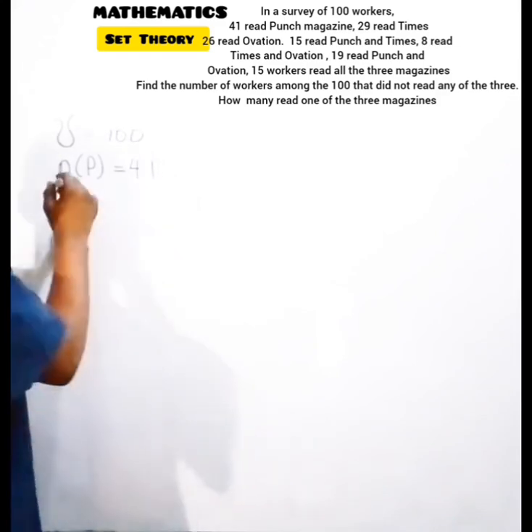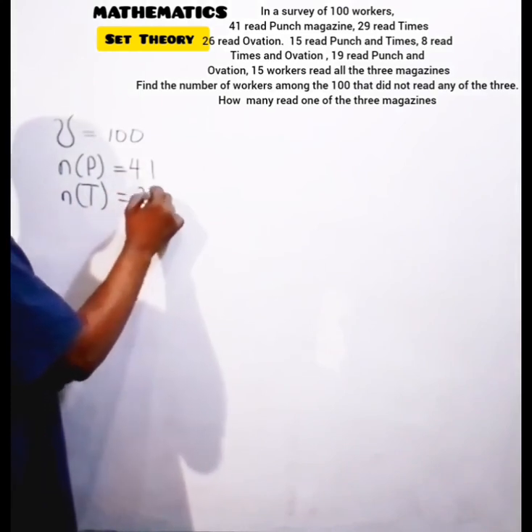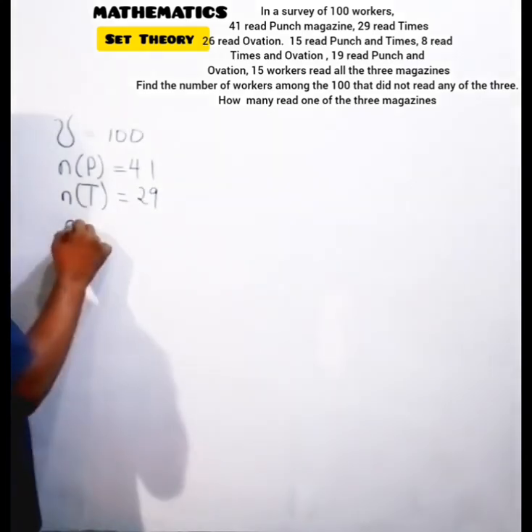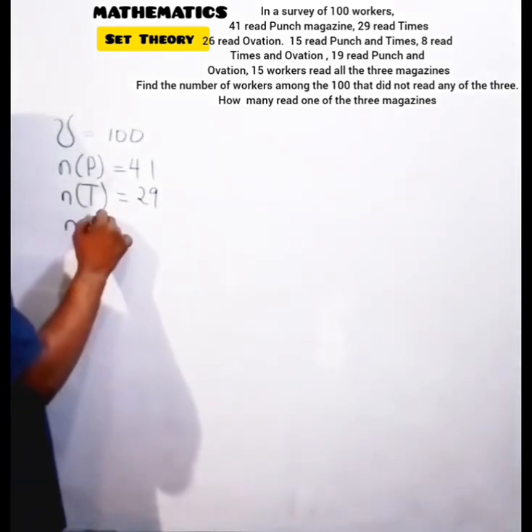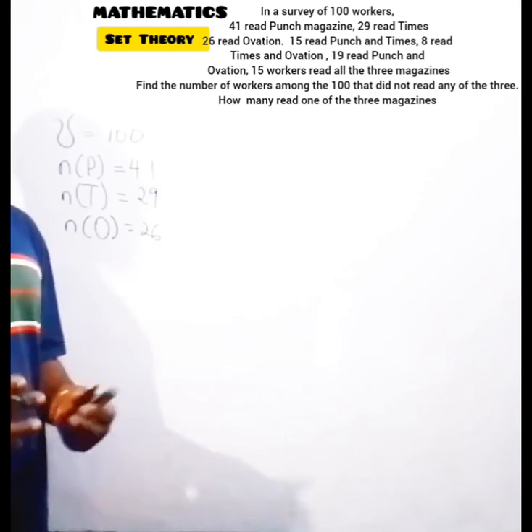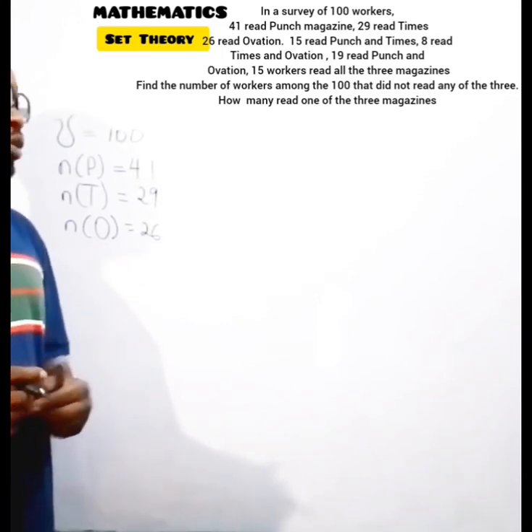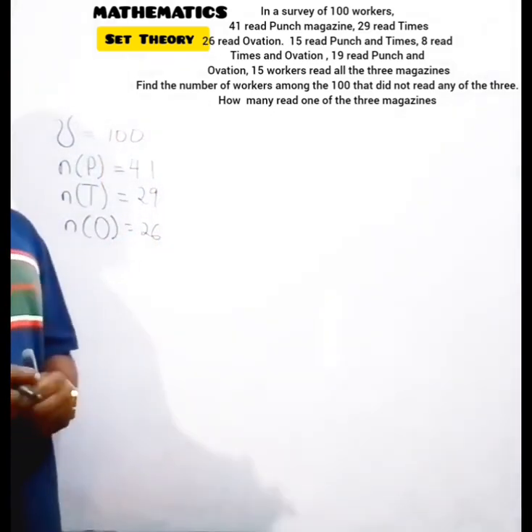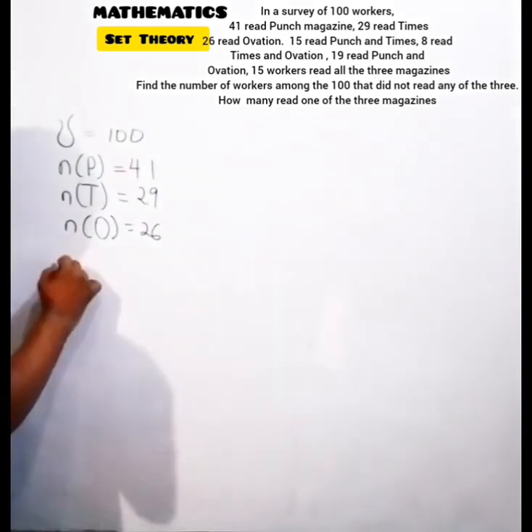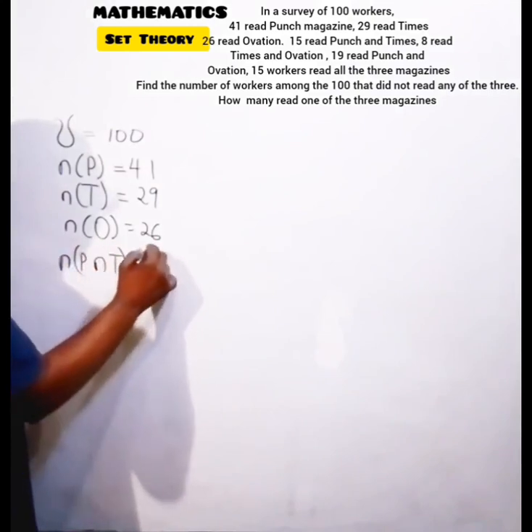Then we have 29 read Times newspaper. Times is represented by T, equal to 29. Then 26 read Ovation. The number of workers that read Ovation is equal to 26. Then the information goes further, according to the question, that 15 read Punch and Times. The number of Punch intersection Times is equal to 15.